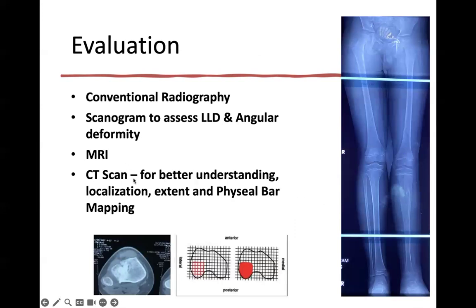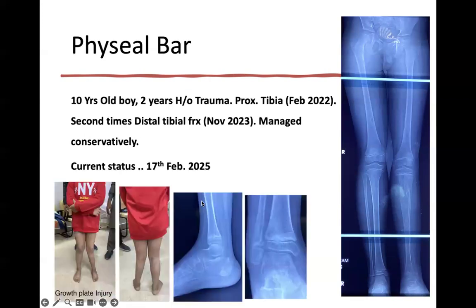CT scan and MRI. CT scan gives a better understanding. It provides information about the localization, extent, and Physeal bar mapping. This is the Physeal bar mapping. The bar is here. And with this mapping, we can localize where the bar is, and then the surgical intervention can be done easily.